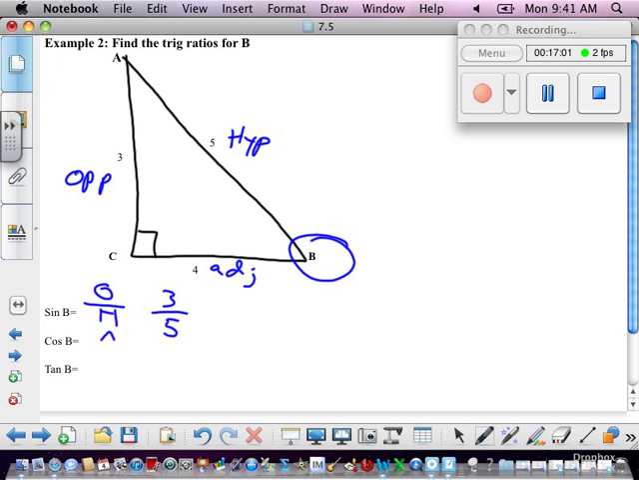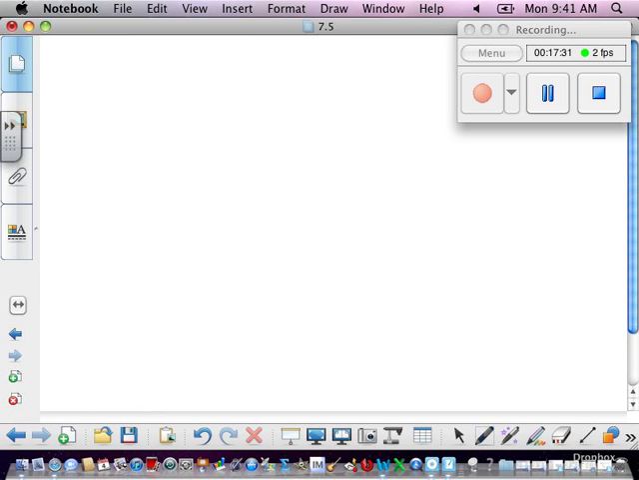Cosine, so SOHCAHTOA, so C-A-H, adjacent over hypotenuse. So that would be? What's adjacent to B? 4. Okay. And tangent, TOA, O-A. So what's opposite over adjacent? 3 over 4. Perfect. There is one more problem that we're going to do. I need you to put it on the back. It's not on there. We're going to add it.